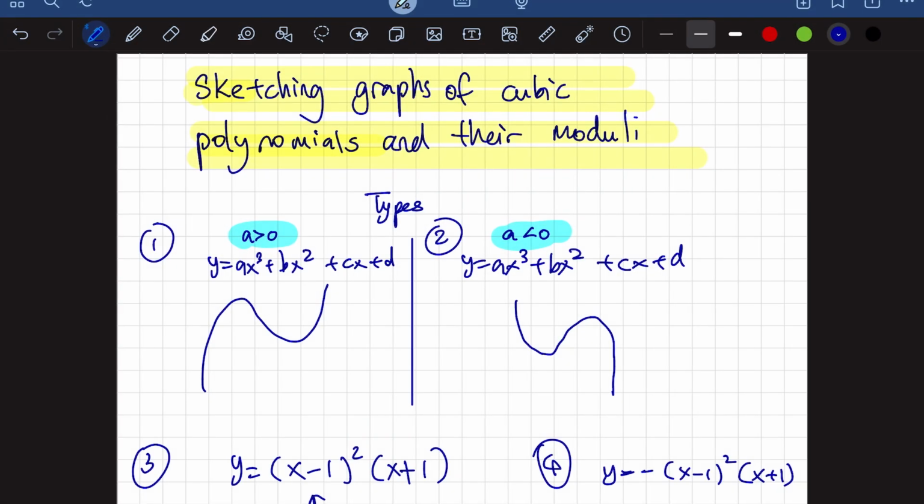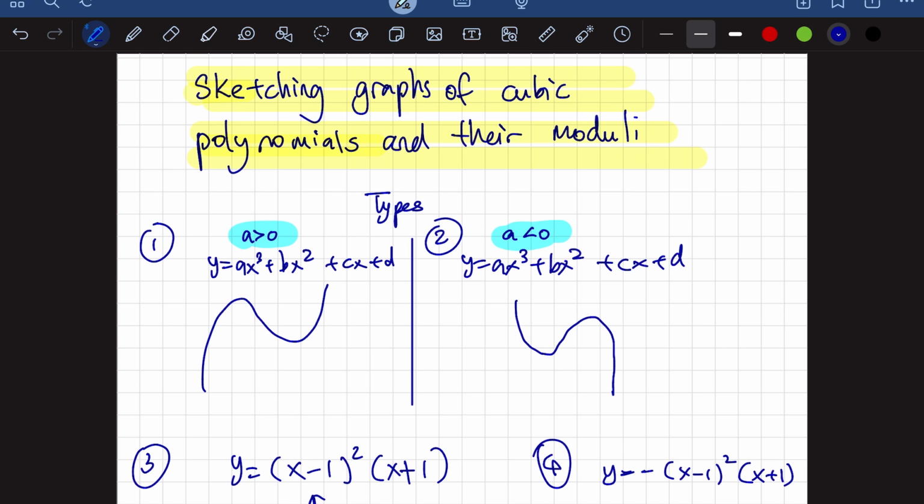All right, hi everyone. So we're going to look at sketching graphs of cubic polynomials and their moduli today. Now, this is a very short chapter, so let's go through quite quickly. Now, in terms of shape, if we have a cubic polynomial, we'd expect it to look like a mountain and valley kind of situation.